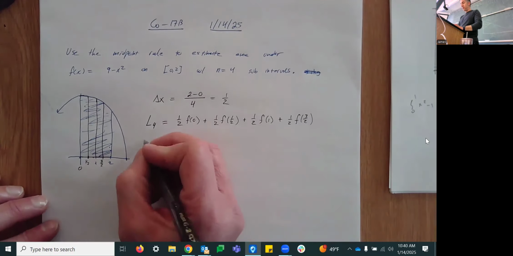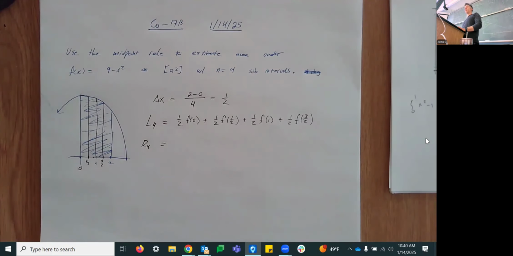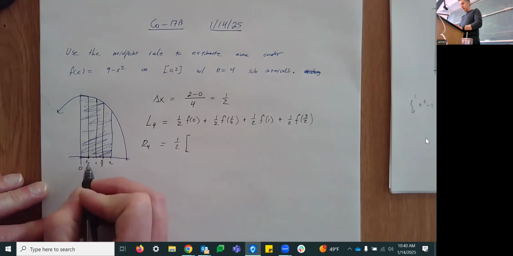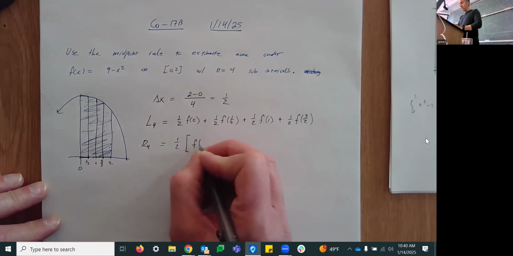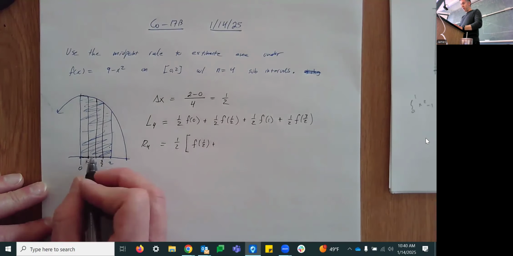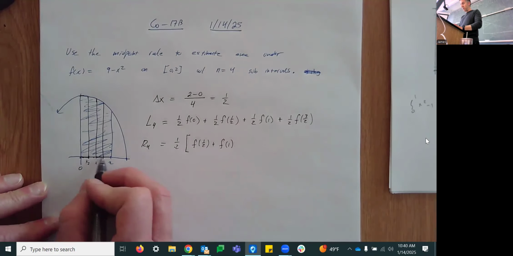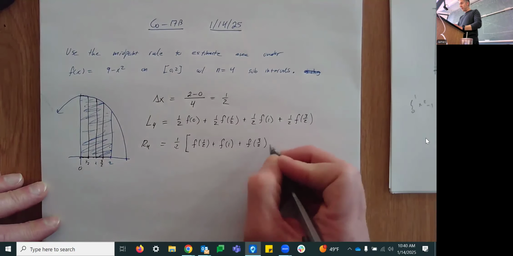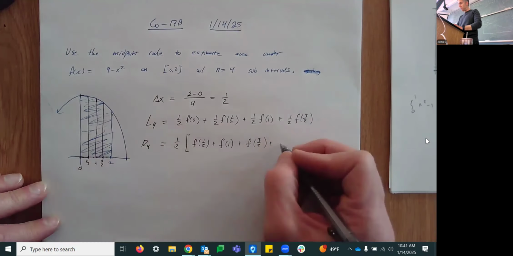To go to right endpoints, I'm going to make this a little easier by factoring out the 1/2, since there's a 1/2 factor in each of these. So it'd be 1/2 times, for this first subinterval, instead of using the left endpoint of 0, I'm going to use the right endpoint of 1/2. So it's f of 1/2 plus, for the second one, a base of 1/2 times a height of f of 1. For the third interval, a base of 1/2 times a height of f of 3/2. And lastly, for the fourth subinterval, my base 1/2 times the height of f of 2.